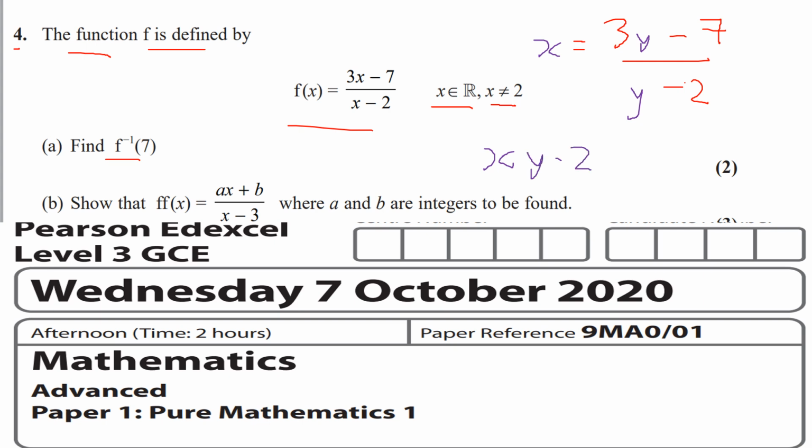equals 3y minus 7. Get all my y terms onto one side and all my non-y terms on the separate side. So I'm going to subtract 3y on both sides and then add the 2x at the same time. So we're going to have xy minus 3y is equal to 2x minus 7. Factorize out the y, so we have y lots of x minus 3.